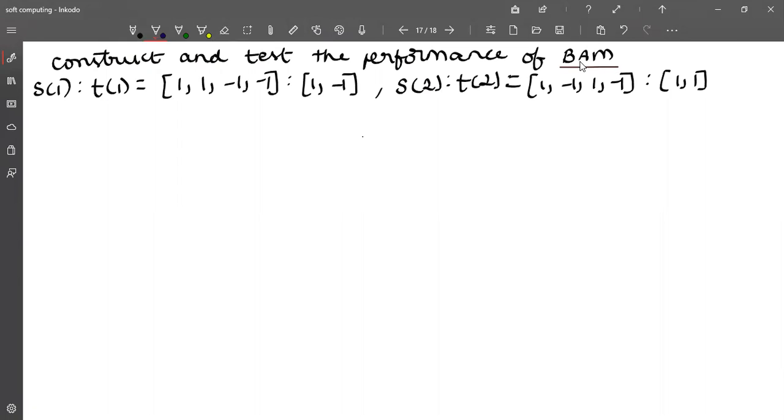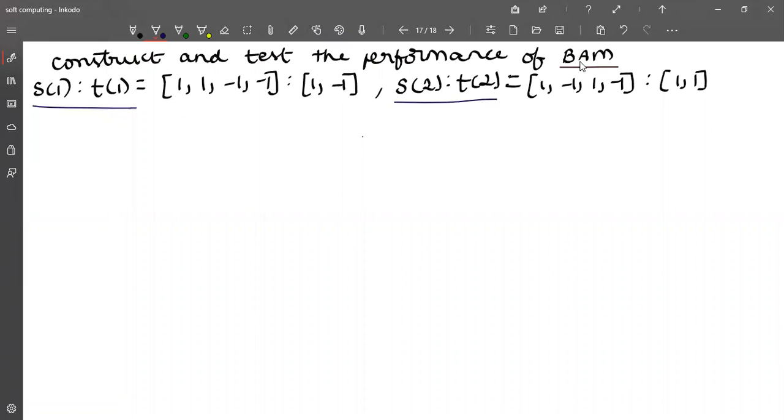So how to construct and test the BAM. See, BAM is bidirectional associative memory network. So we have to test our network in both the directions, forward and backward directions. So let's see how to proceed with that. So here we have given two input vectors with their corresponding targets.